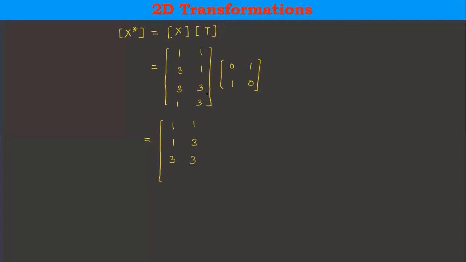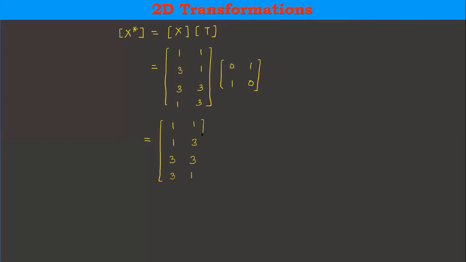And then fourth row, first column. 1 zeros are 0, 3 ones are 3. So 0 plus 3, that is equal to 3. And then last row, second column. 1 ones are 1, 3 zeros are 0. So 1 plus 0, it is 1. So last row we got it here 3, 1.